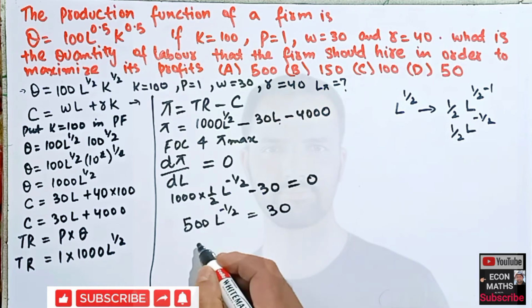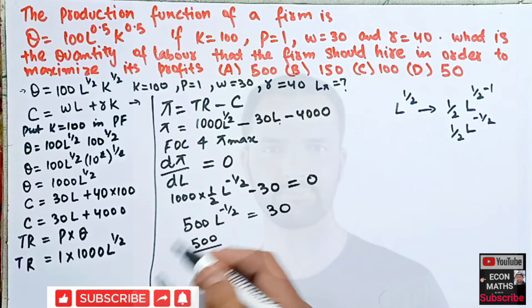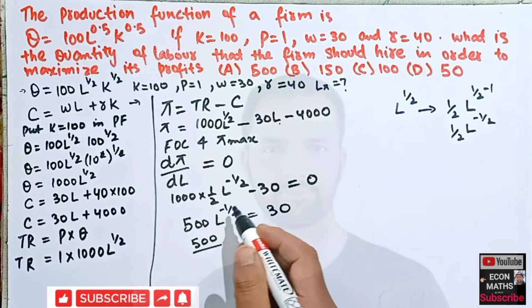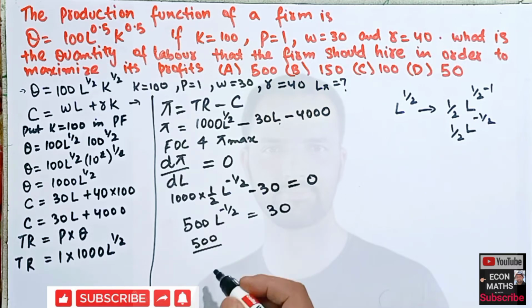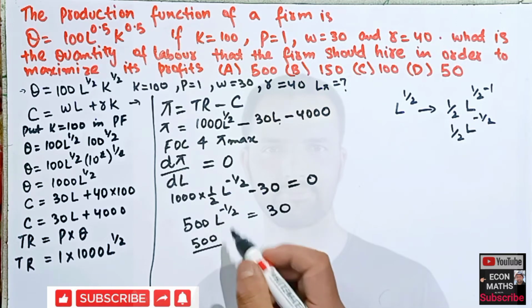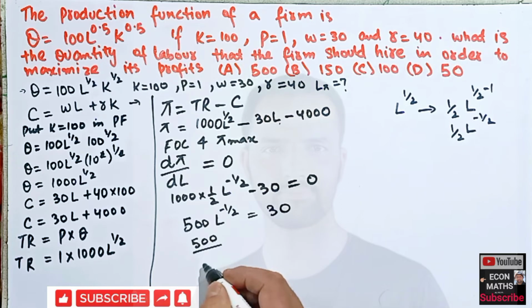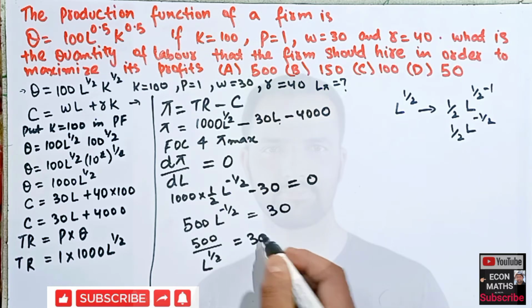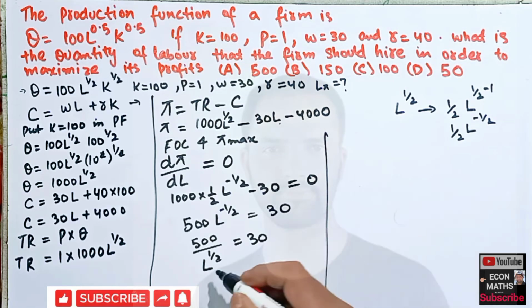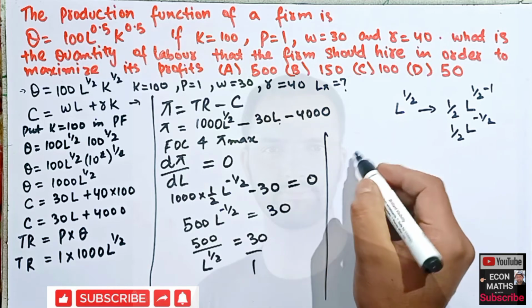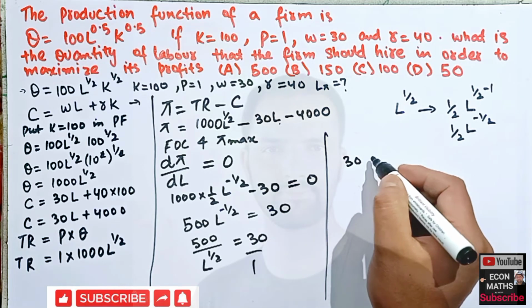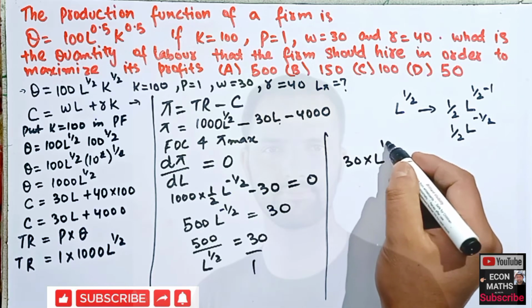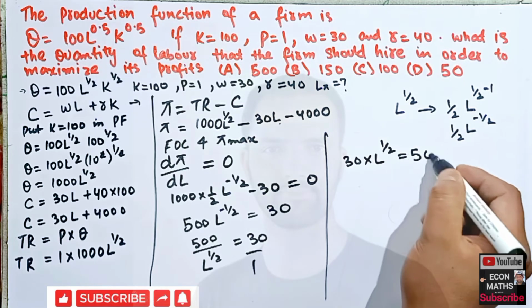Or we can write 500 upon L to the power 1 upon 2 is equal to 30, because if L to the power minus 1 upon 2 is transposed to the denominator, the exponent sign changes. If it is minus here, it will become plus. Now just cross multiply, so we have 30 into L to the power 1 upon 2 is equal to 500.